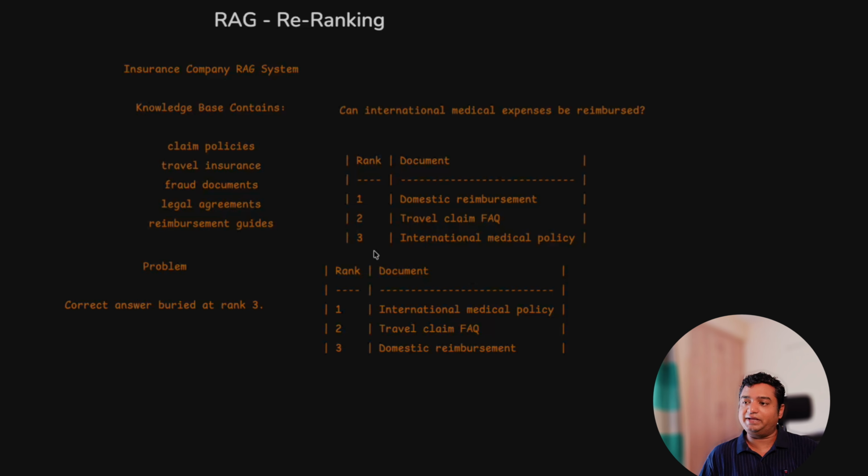So when we apply re-ranking, your international medical policy rank becomes 1 and the others get other ranks. So your most relevant documents or most relevant answers become the first answer or first document in the retrieval list. So in this scenario, your re-ranking helps a lot in giving the most accurate answer. So we've seen this example. Now we'll see how re-ranking works.